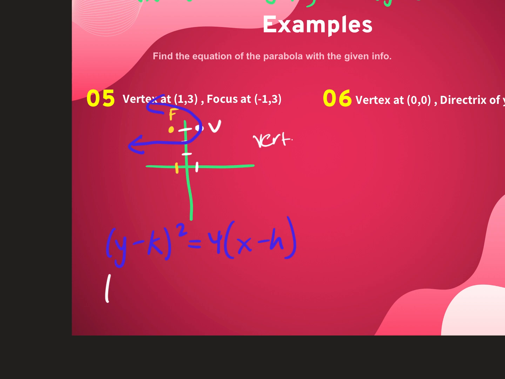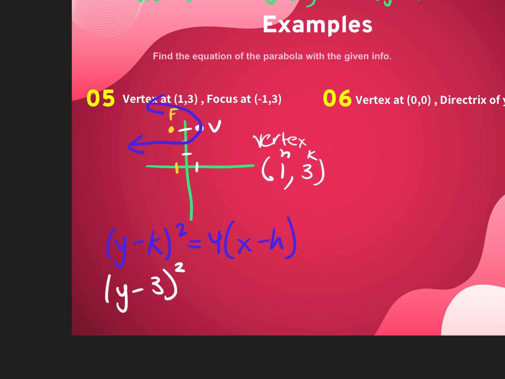What's my vertex, guys? It's (1, 3). This is my h, this is my k. If I were you, I'd write those letters on top so you don't make a silly mistake. This would be y minus what? 3, and then what goes on that parenthesis? Squared. That's super important.